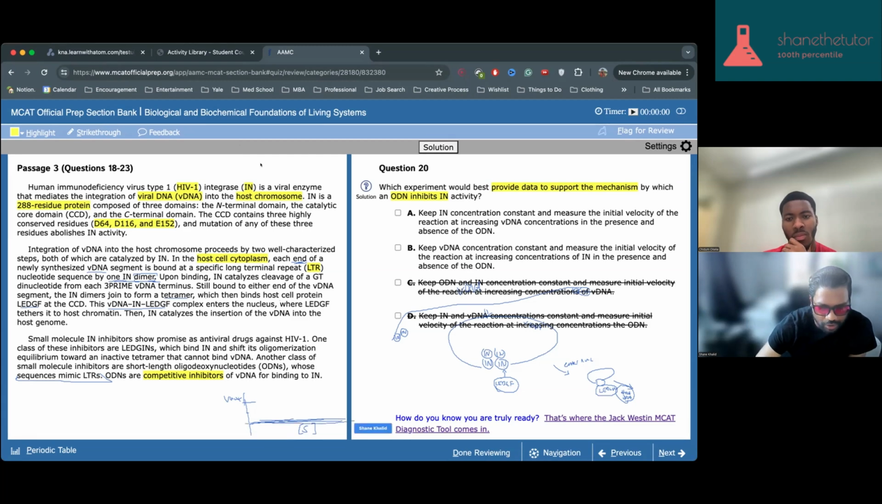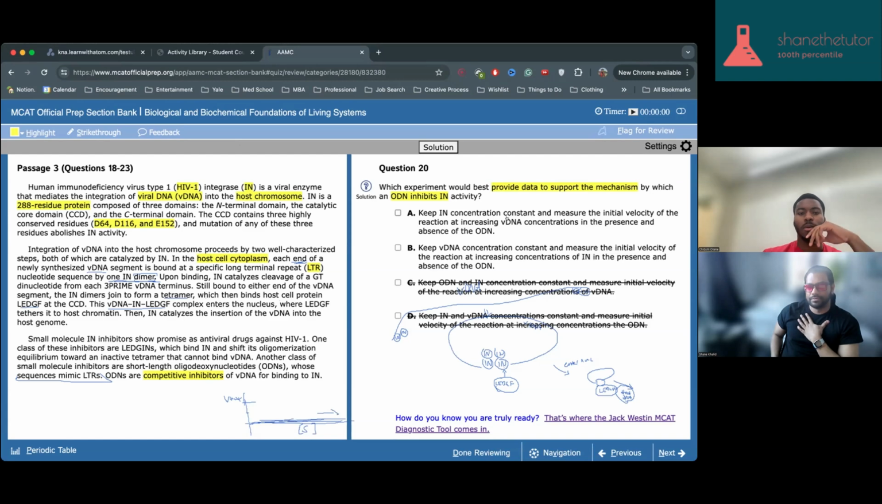And from this, we know that as we go to the right, we have increasing concentrations of the substrate. And Michaelis-Menten assumptions involve the enzyme concentration being constant and much smaller than the substrate concentration. So you would keep the enzyme concentration constant and have increasing concentrations of the substrate.